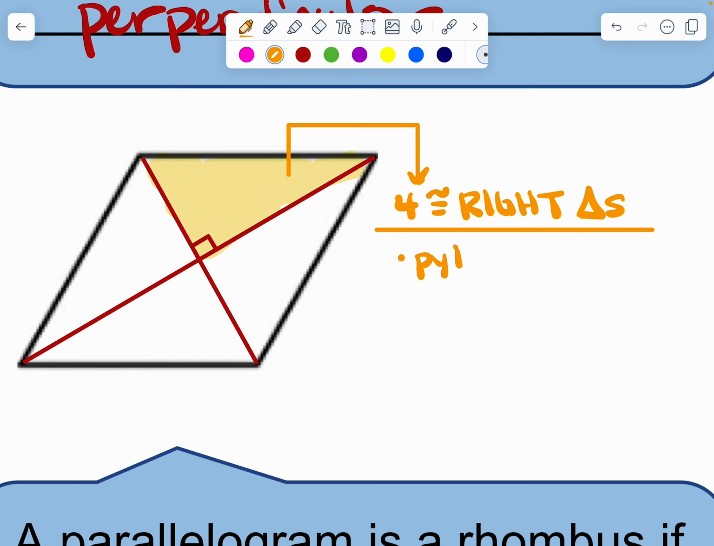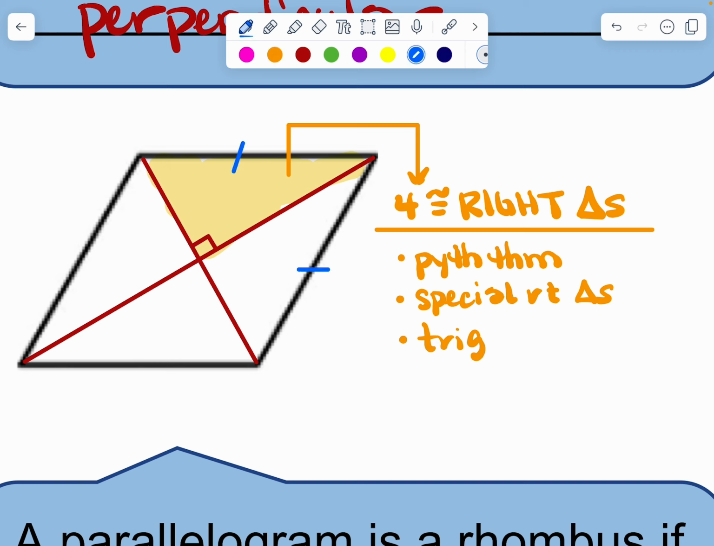And the fact that they're right triangles means that the Pythagorean theorem and special right triangles and trigonometry, all that math is on the table for a rhombus because they contain right triangles. So we're right back to Unit 5.